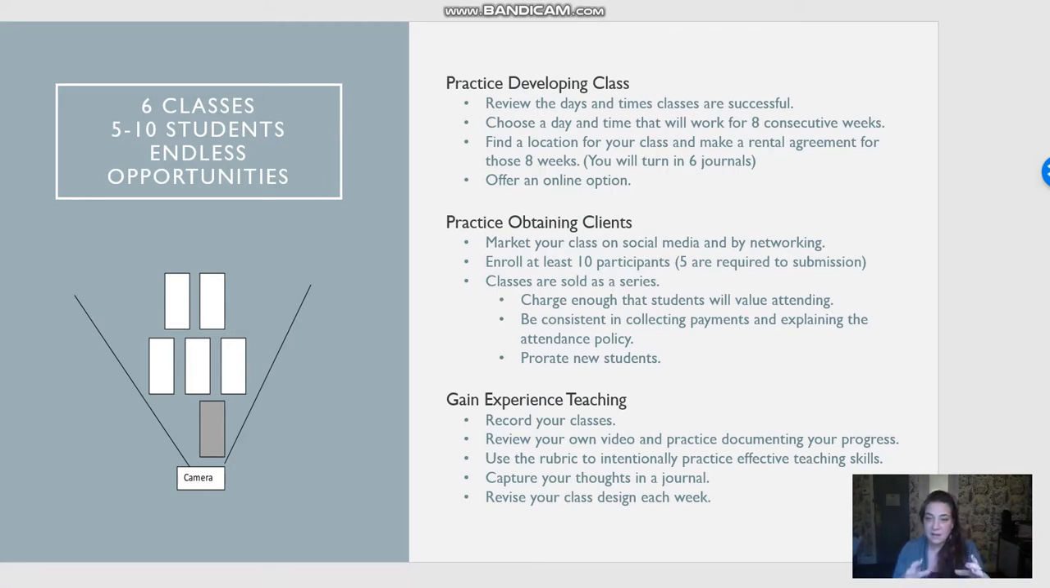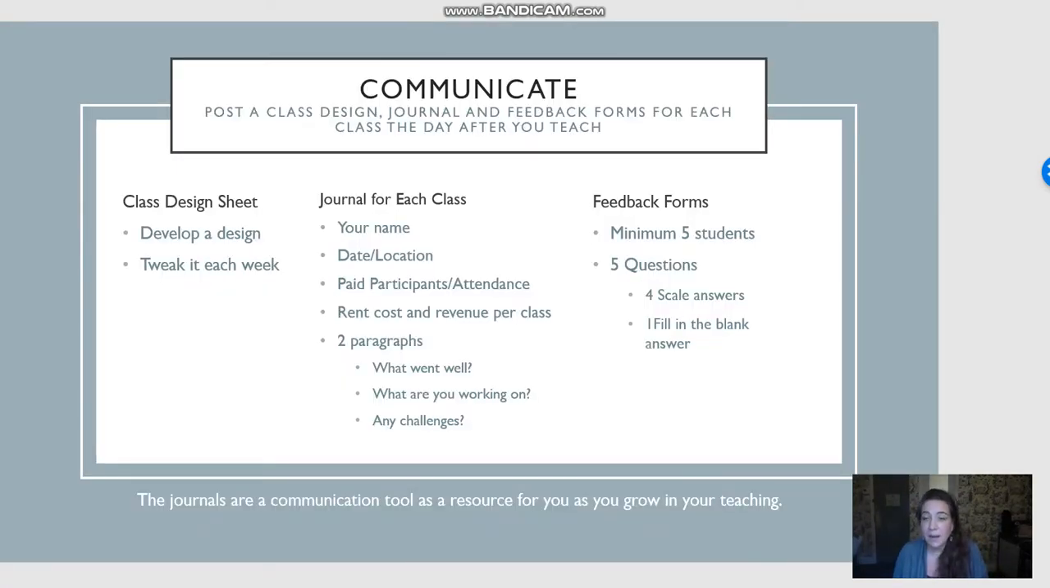So you're going to have a class design sheet for the class, not one for every week. You're going to have the same one and you're going to improve on that one class design for the series. All right, communicate with your classmates and with us. You're going to submit or post on our platform a class design sheet, how you've tweaked it for the week.